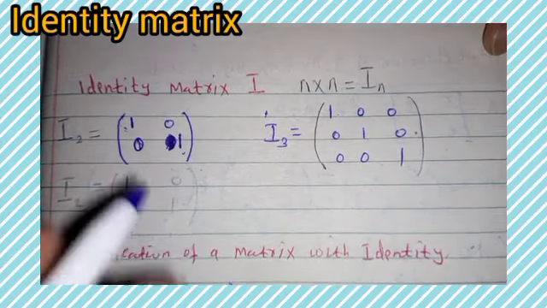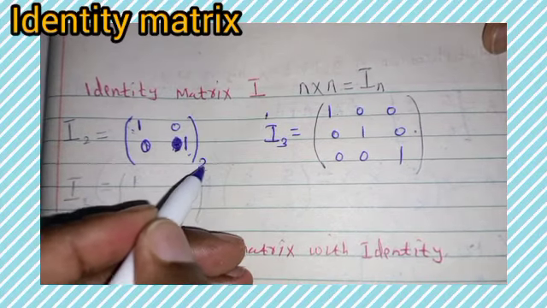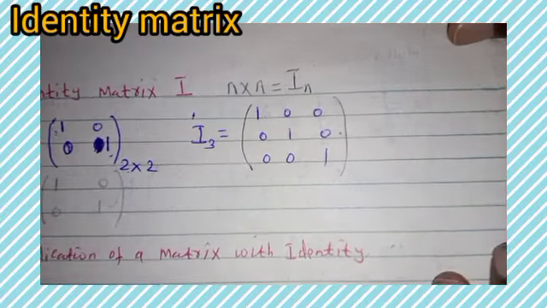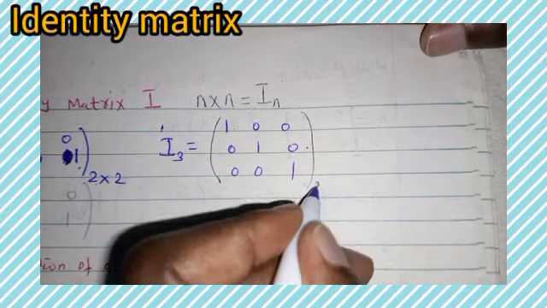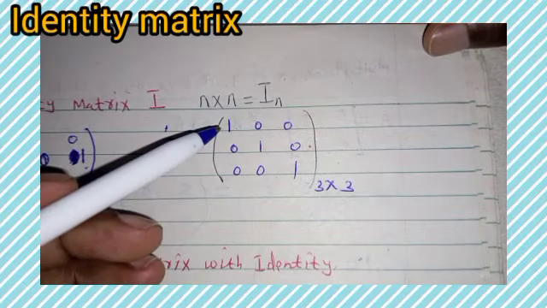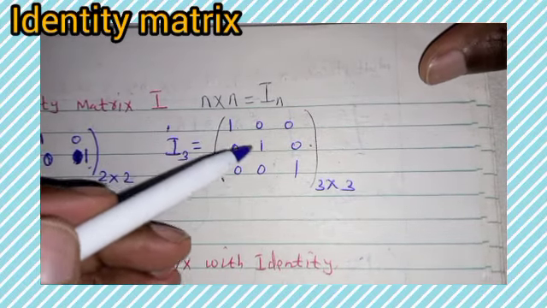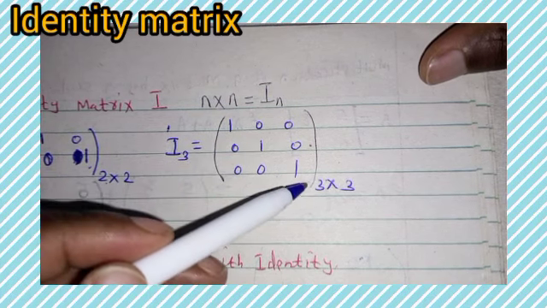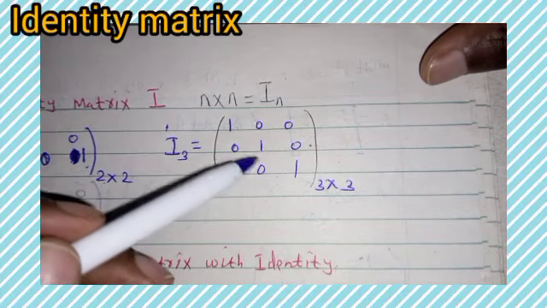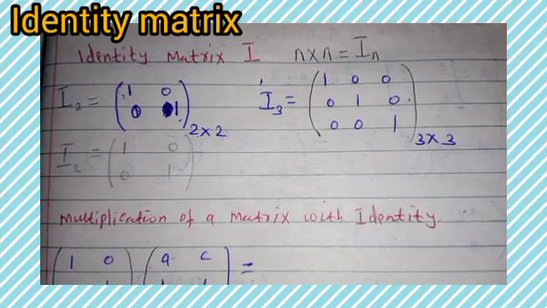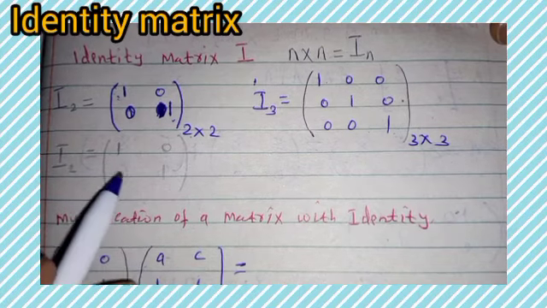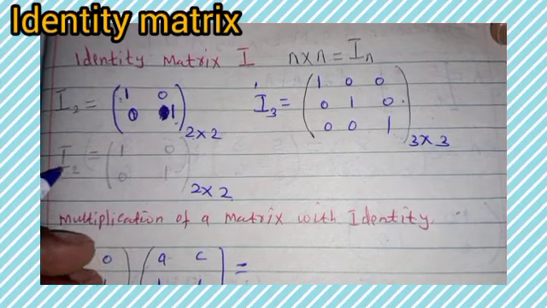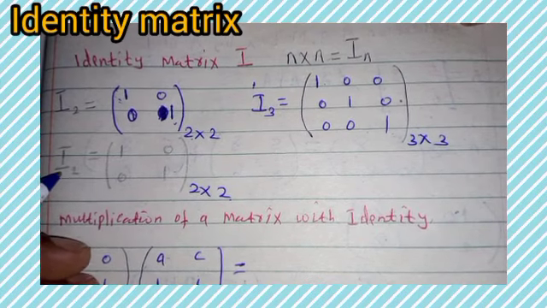This is an identity matrix of order 2 by 2. This other one is an identity matrix of order 3 by 3, because you can see the entries on the main diagonal, or leading diagonal, are 1, 1. The other entries are 0, 0. So that gives you the identity matrix as shown here. This is also a 2 by 2 identity matrix, represented by I2.